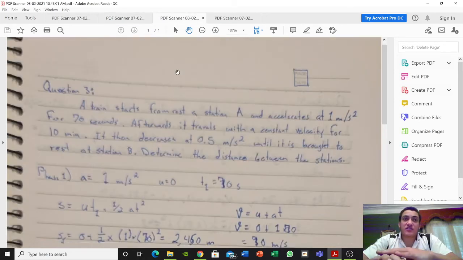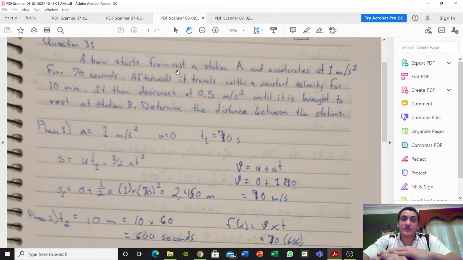Let's move on to question 3. A train starts from rest at station A and accelerates at 1 meter per second squared for 70 seconds. Afterwards, it travels with a constant velocity for 10 minutes. It then decelerates at 0.5 meters per second squared until it is brought to rest at station B. Determine the distance between the stations.